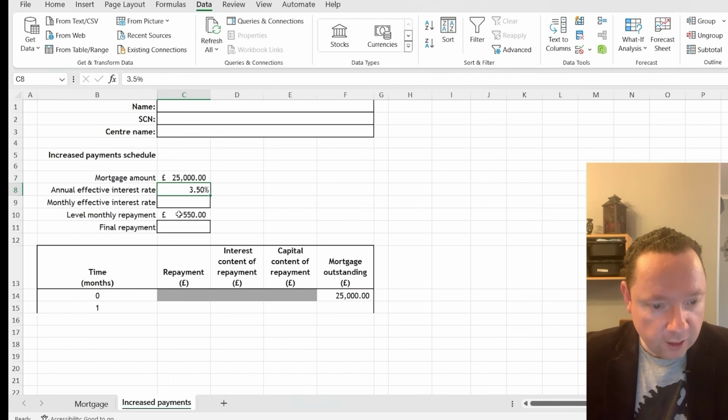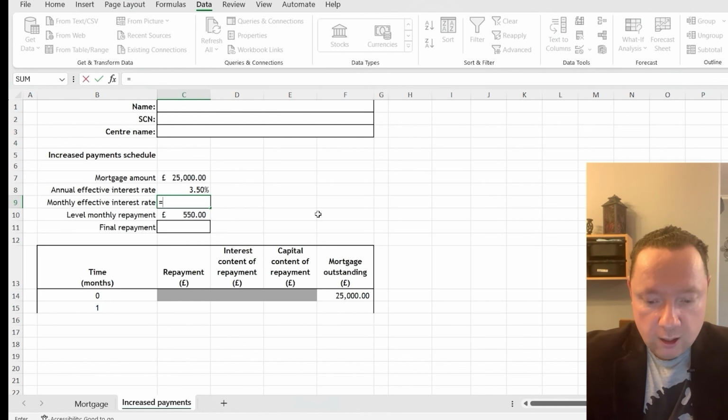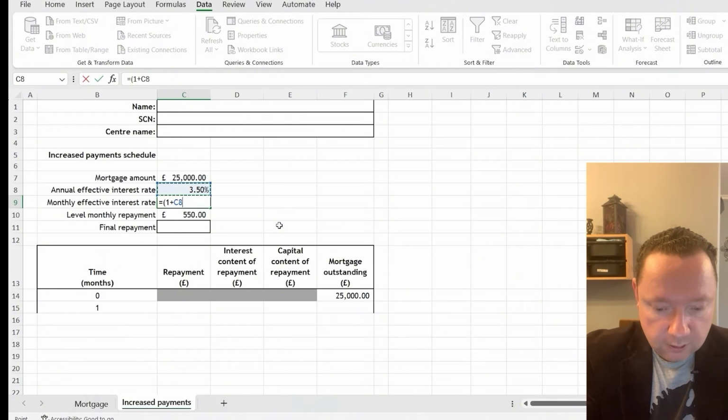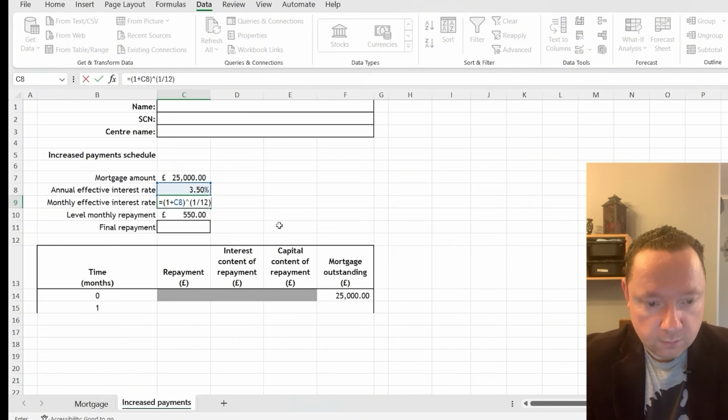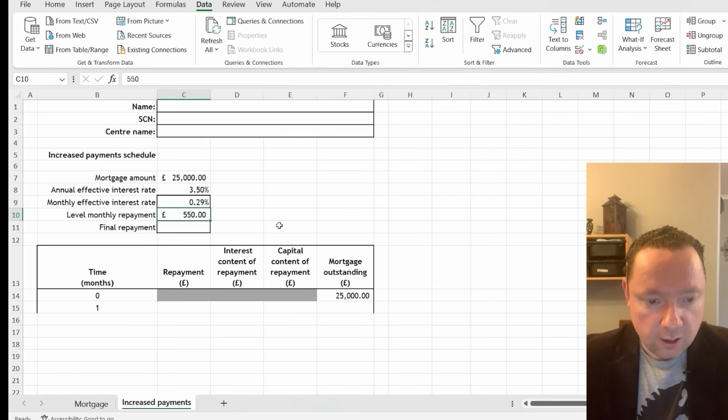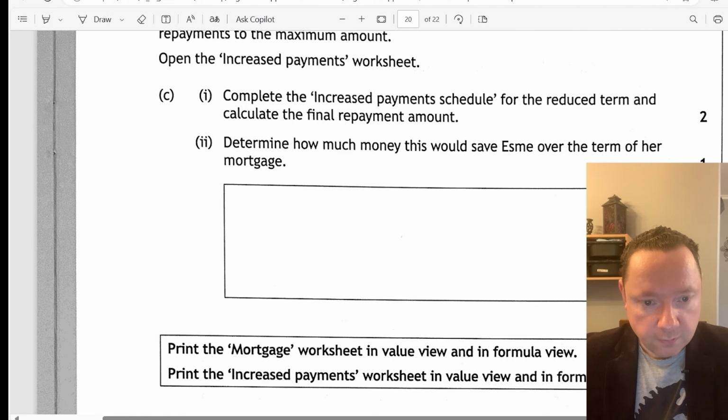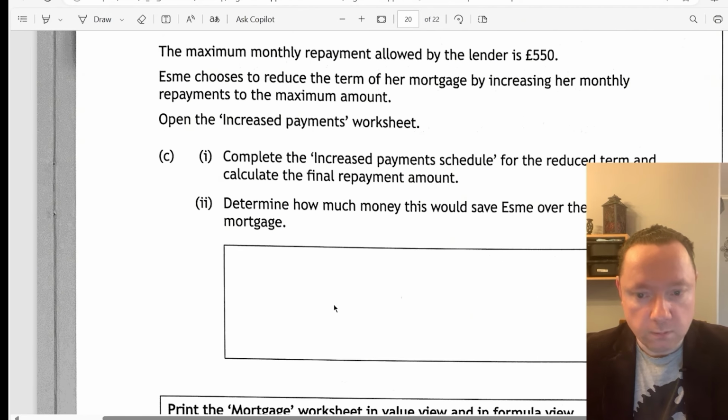25,000, 3.5% annual. So we can work out the monthly as usual: 1 plus this, to the power of 1 over 12, minus 1 is our monthly interest. So how long is this for again? No, we don't know. Interesting.